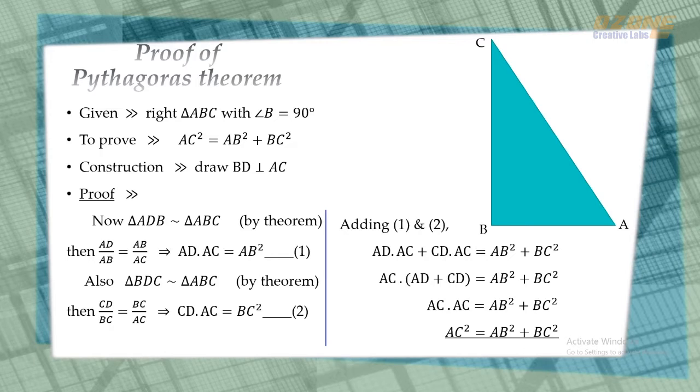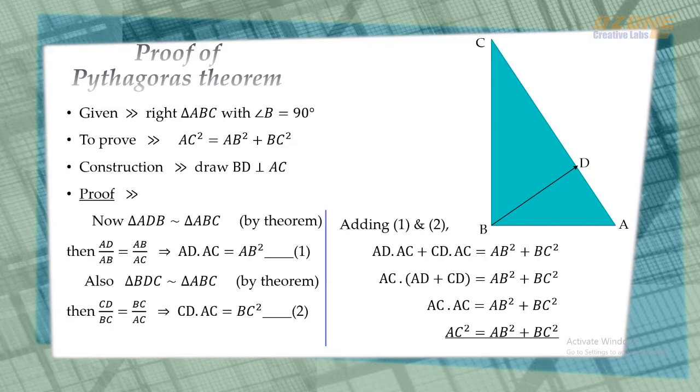So we will prove this one by using our previous theorem. In the previous theorem we have learned that from the right angle, if you draw a perpendicular to the hypotenuse, then it forms two smaller triangles, and the two smaller triangles will be similar to each other and also to the bigger triangle. So now we will draw a perpendicular from B which touches the hypotenuse at D.